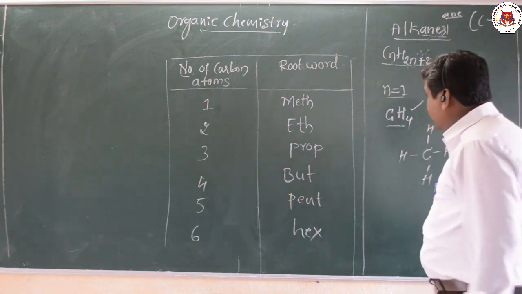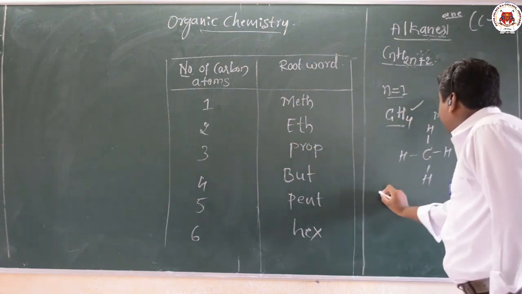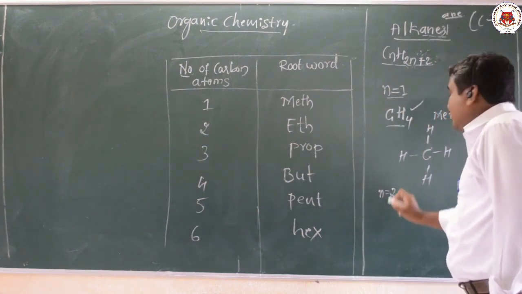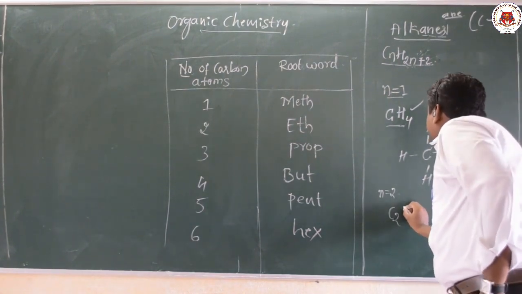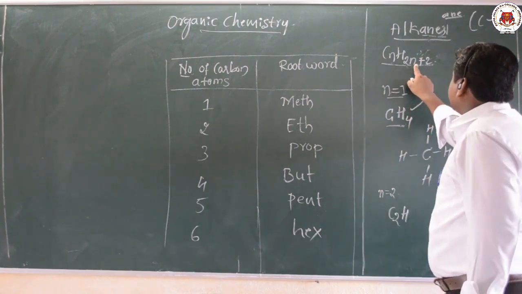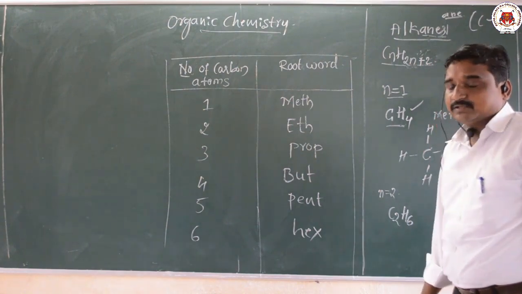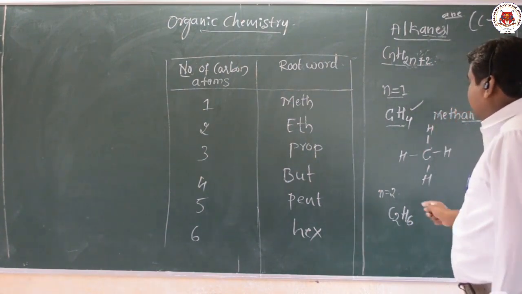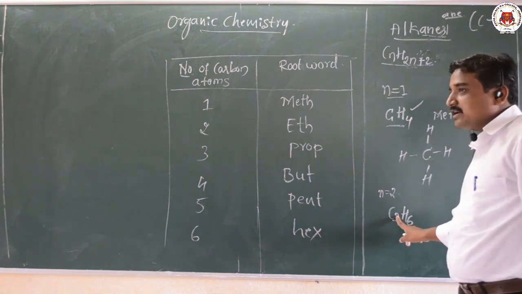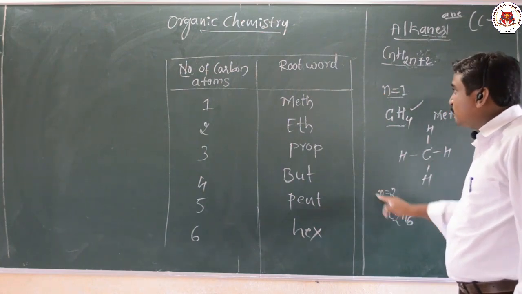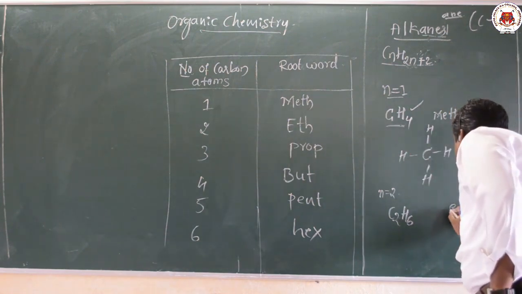Similarly, I will write one more example. Now I will take n equal to 2. So n equal to 2 means C2H, where 2 into 2 is 4, 4 plus 2 is 6, so that becomes C2H6. Now the compound contains 2 carbon atoms. If the compound contains 2 carbon atoms, then the root word used is eth, so the name of the compound starts with eth.